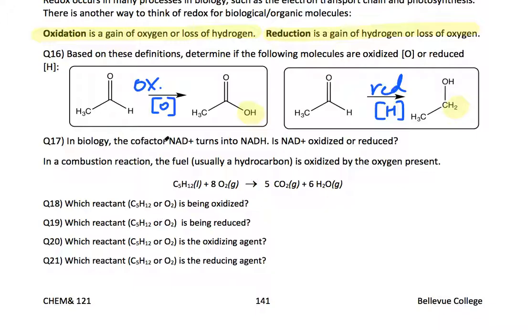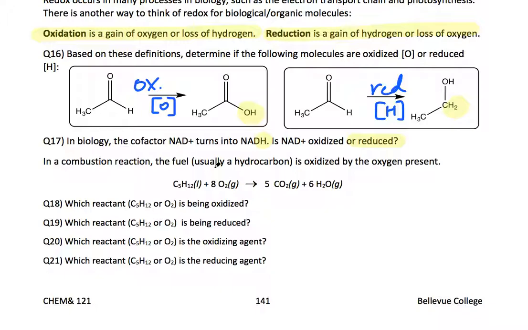In biology, we have a cofactor. These are molecules that are good at gaining or losing electrons. So NAD plus turns into NADH. So what does that mean about NAD plus? Did it get oxidized or reduced? So look at the difference here. We gained an H, and gaining an H is reduction. So the answer is reduced. So NAD plus turning into NADH, that's an example of a reduction. And you see that a lot in biology.